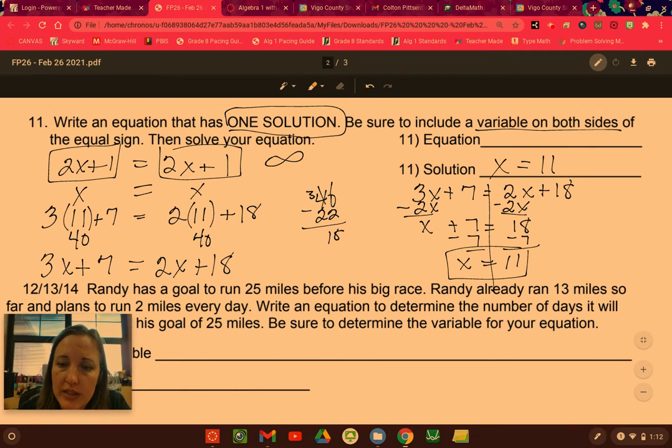So my equation that goes on the line is this. For me, that's Mrs. Golding's equation because I chose the letter X. I chose the number 11. I chose to multiply it by 3 and add 7 and multiply it by 2 and add 18. That is my choice. That's different than what you're going to get.